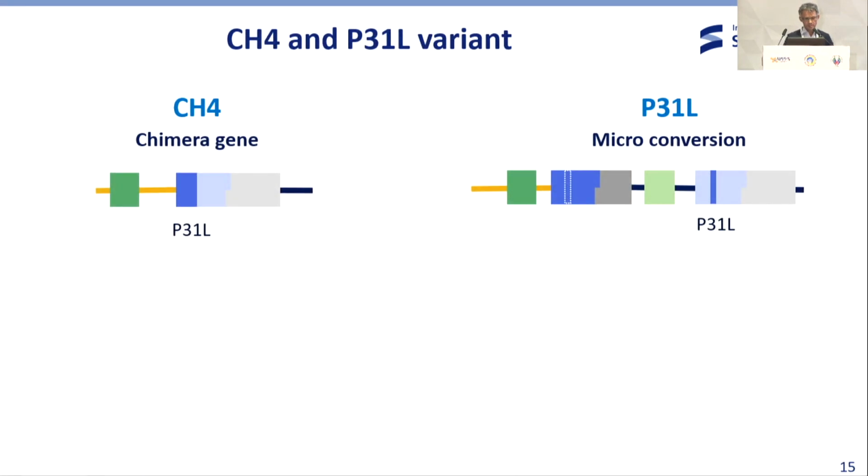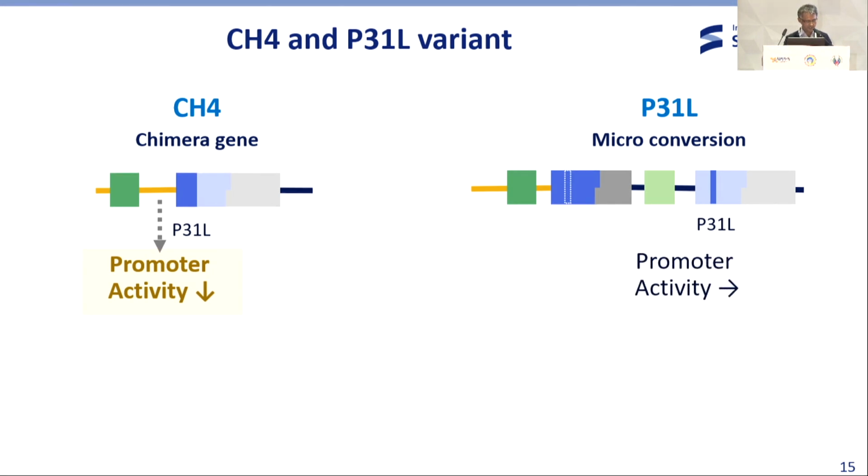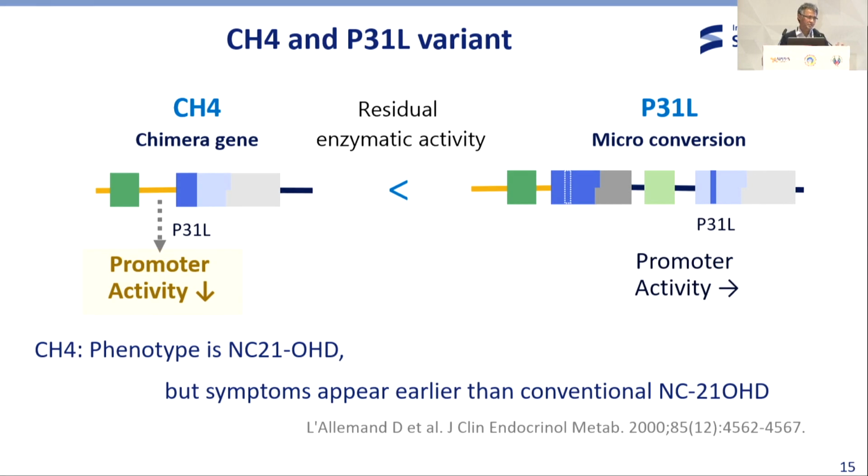So the second question is, do we need to differentiate these genotypes, CH4 and P31L? The answer is yes, because the promoter region of CH4 comes from the pseudogene, so the promoter activity is reduced, impaired. On the other hand, the promoter region of P31L is maintained, so the residual enzymatic activity should be different. Indeed, the CH4 phenotype is more severe than that of the usual NC type of CAH.